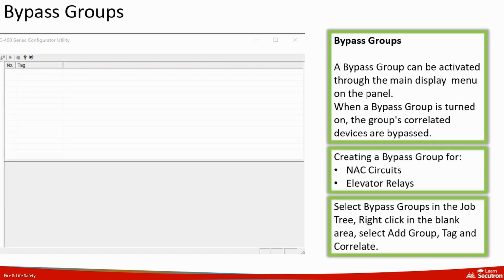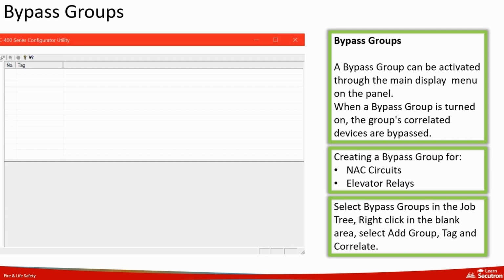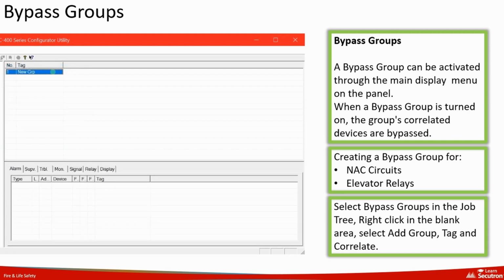Bypass groups can be created to allow temporary bypassing of circuits and devices. Once a bypass group is created, it can be selected via the main LCD menu options on the FACP. When a bypass group is activated, the correlated devices and/or circuits are bypassed. Here, we are creating bypass groups for the NACS and elevator control relays.